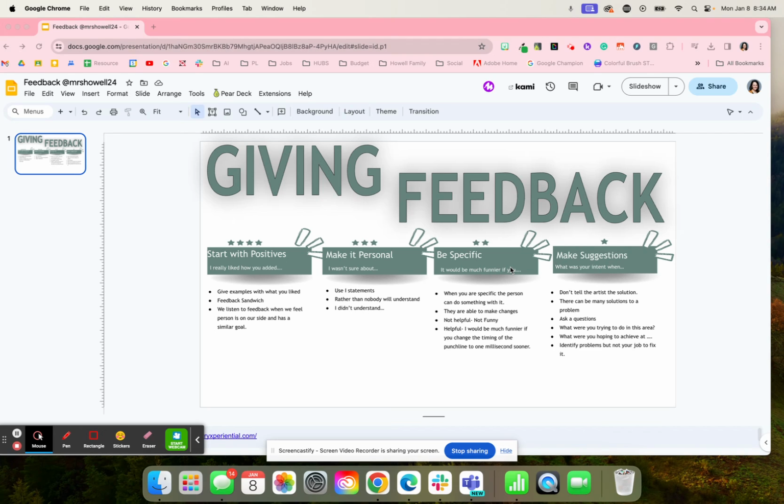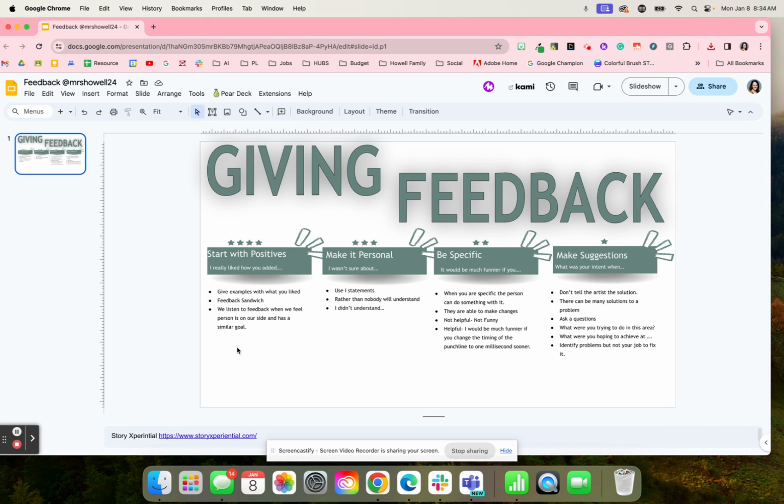Here's an activity when giving feedback. You first want to start with the positives. And this framework is using the Pixar framework. When they are creating movies and storyboards, this is how they give feedback.